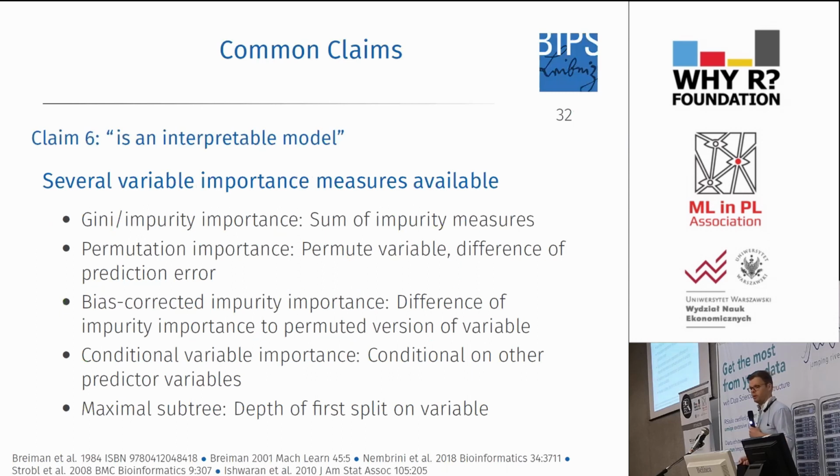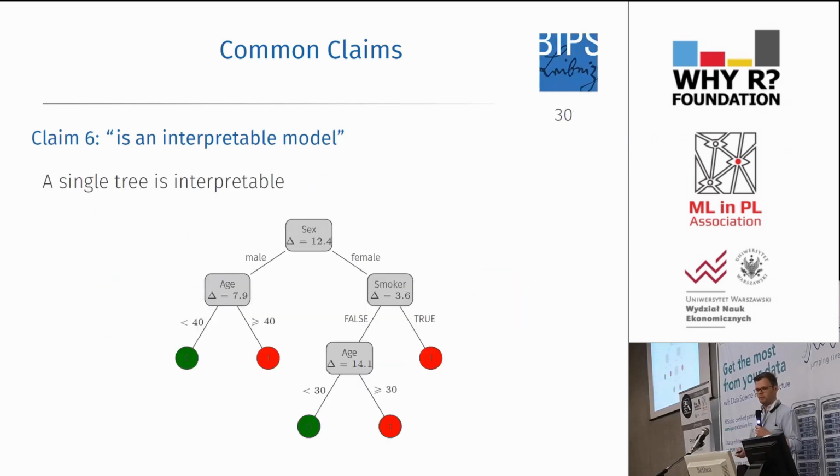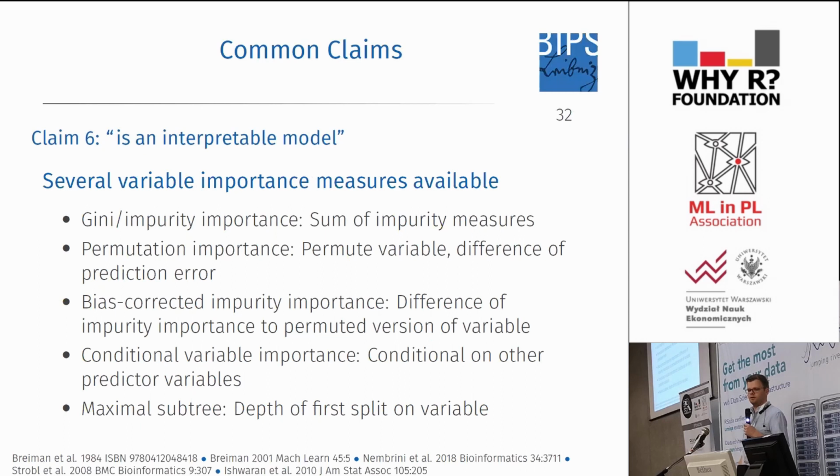However, there are several variable importance measures available. You have the simple Gini or impurity importance, which sums up these delta values of a variable. You have permutation importance, where you permute a variable and look at the difference in prediction error. You have a bias-corrected impurity importance, because we'll see after this claim that the Gini importance is biased, and there's a bias-corrected version of that. There are methods for conditional variable importance. There's also a method working completely differently, the maximal subtree method, and some more.